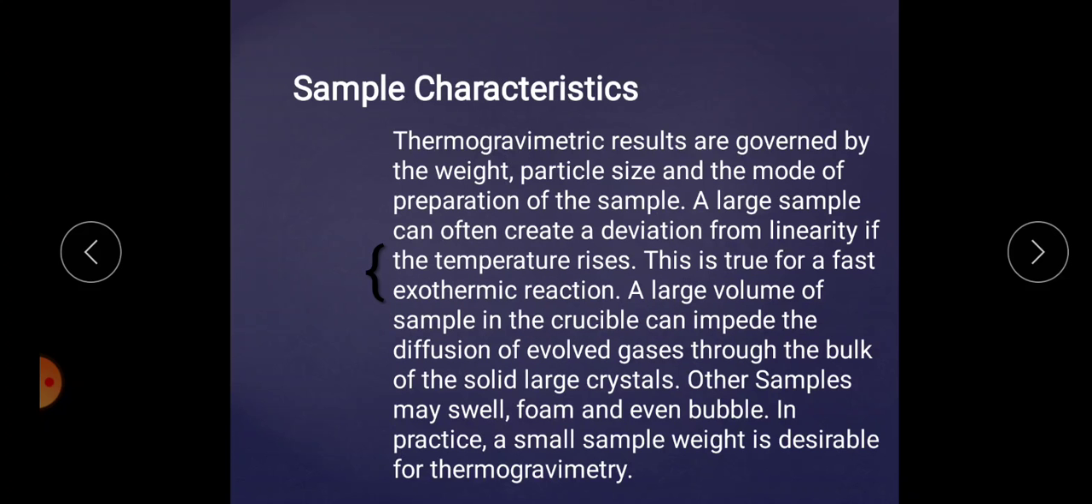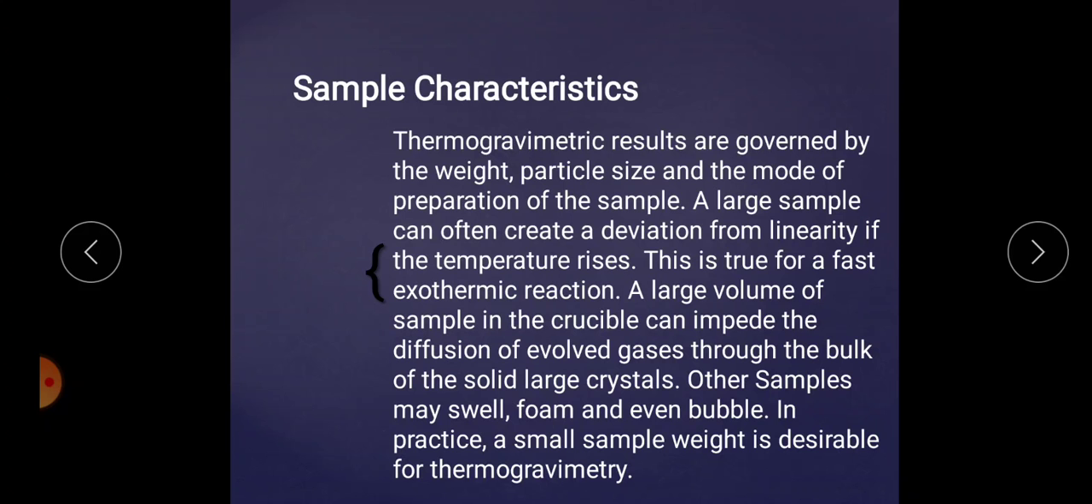Next point is that of the sample characterization. Thermogravimetry results are governed by the weight, particle size, and the mode of preparation of the sample. So basically, the quantity of sample must be minimum and the particle size must be very small. A large sample can often create a deviation from linearity as the temperature rises. This is true for fast exothermic reactions. A large volume of sample in a crucible can impede the diffusion of evolved gases.